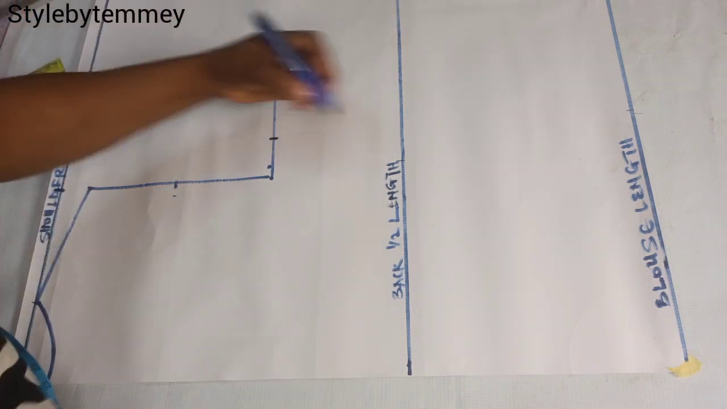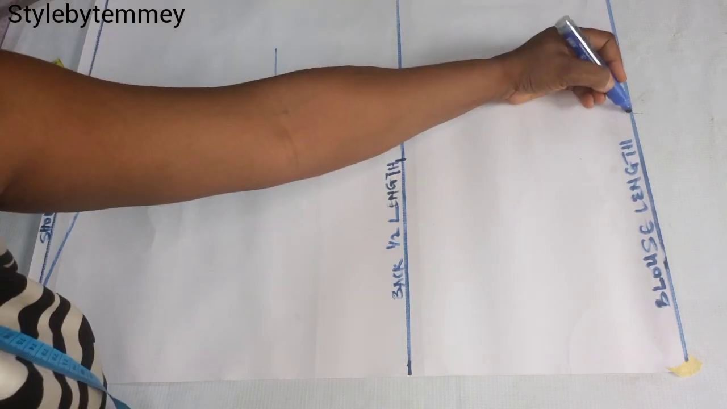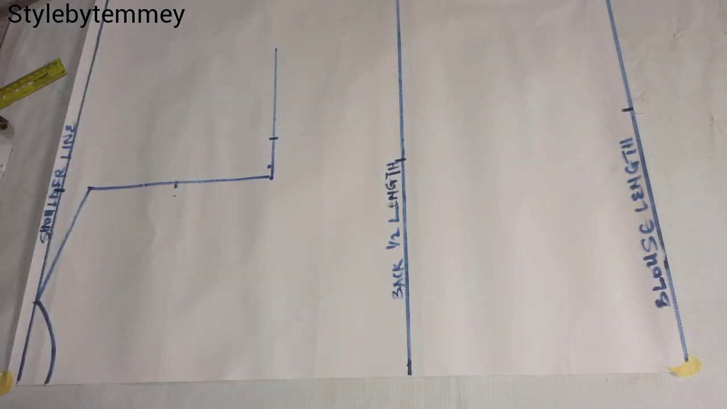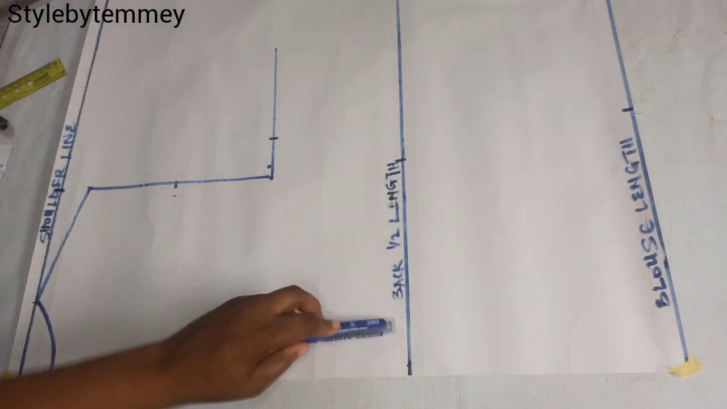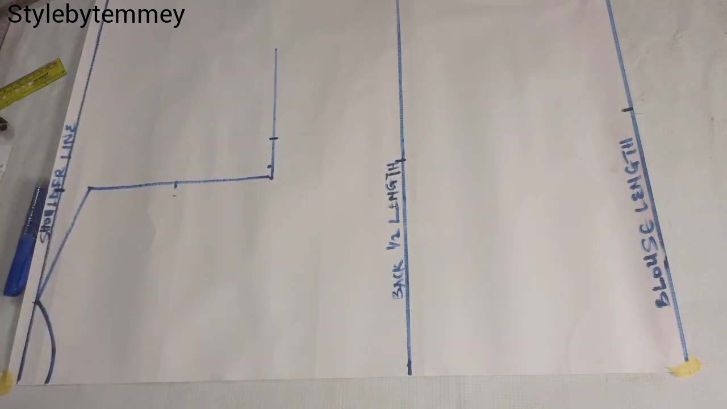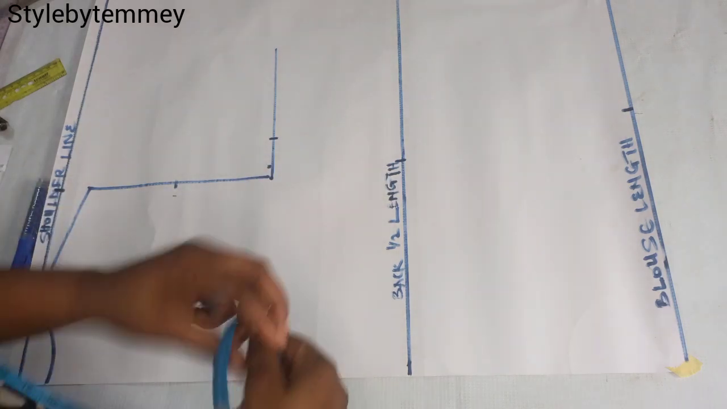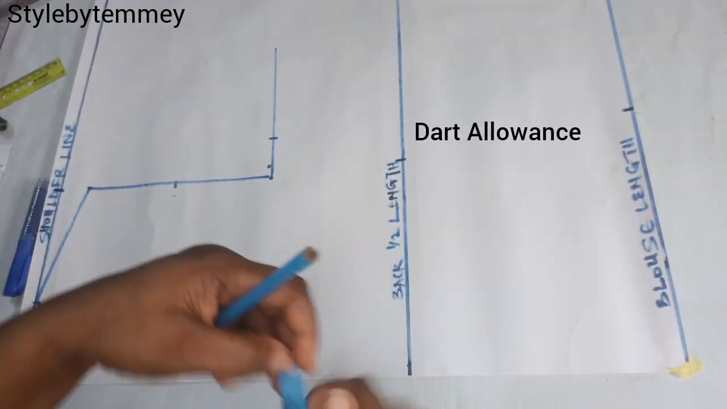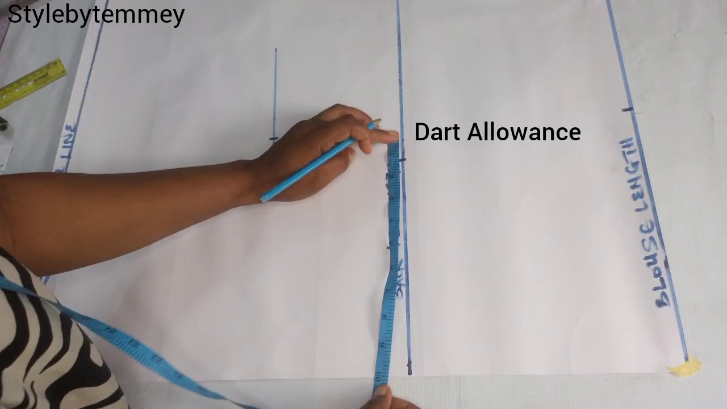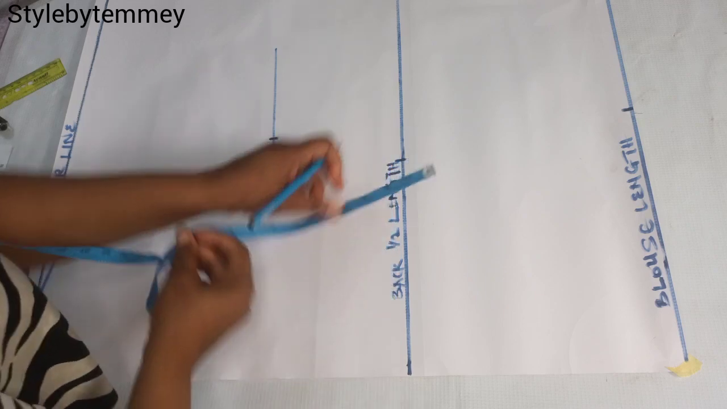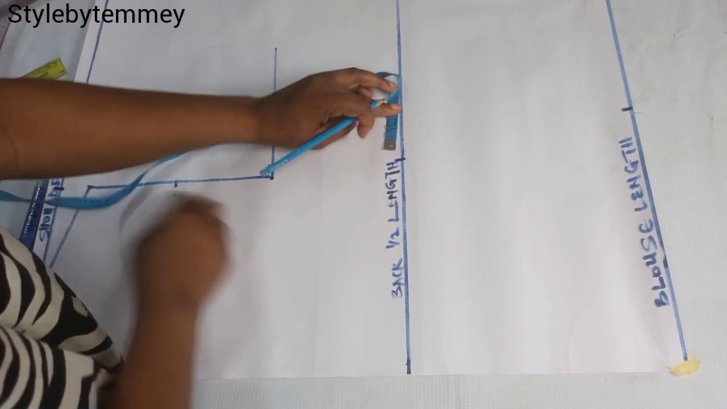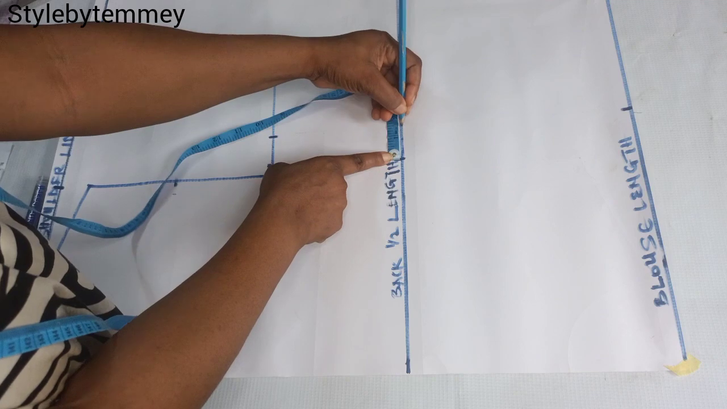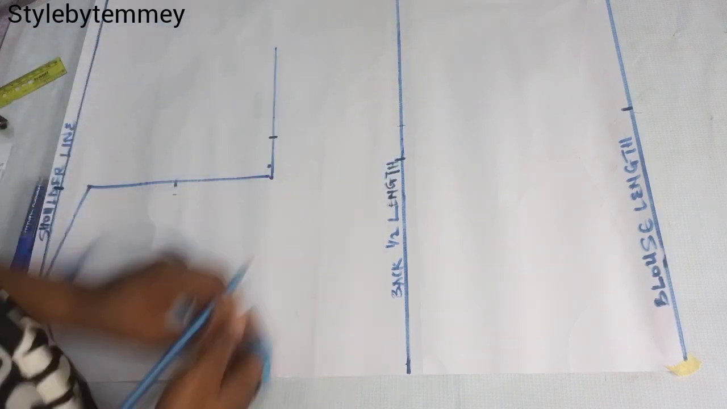So lest I forget, before we connect, we are adding our dart allowance too on waist measurements. So my waist measurement is 8.5, so I'm going to add my 1.5 inch allowance to it. Remember, we added same 1.5 dart allowance to the front bodice pattern. So whatever you had for the front, you must add for the back.